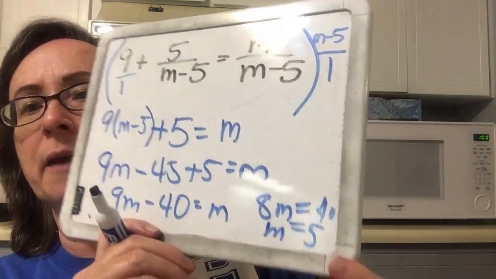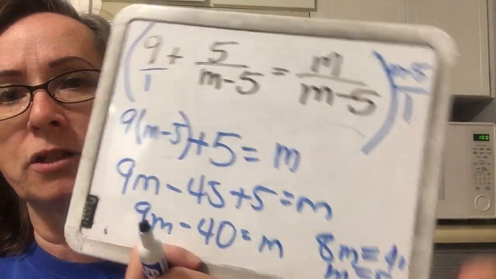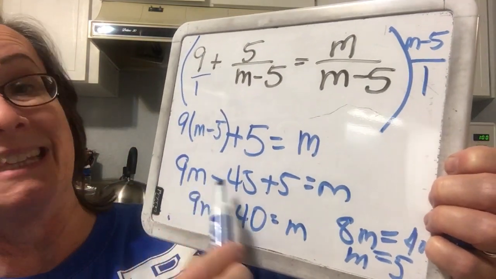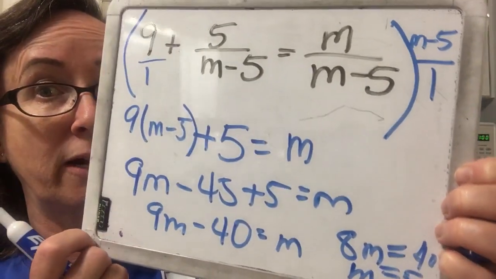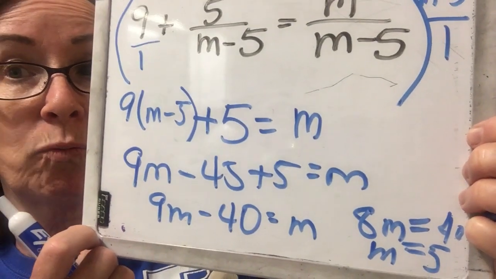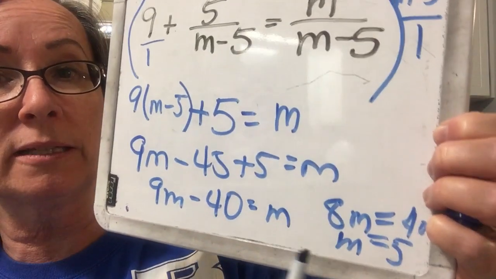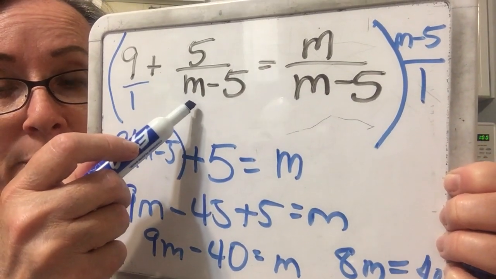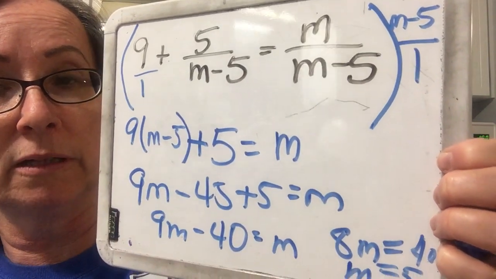Oopsie! m is 5 is my only solution. Notice that when I multiplied through by the m minus 5, I came up with a linear. There's no m squared in there. So I'm looking for one solution. My one solution was 5. Guess what 5 does? It makes my denominator go to 0.